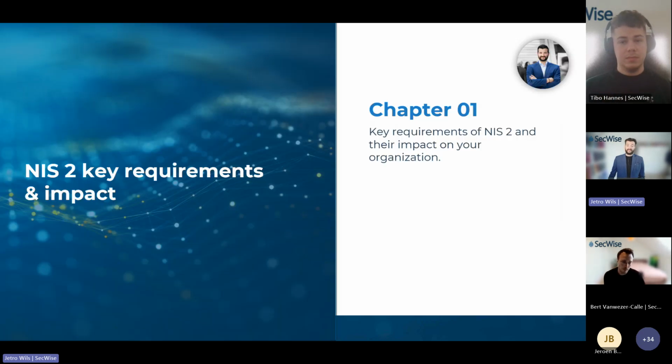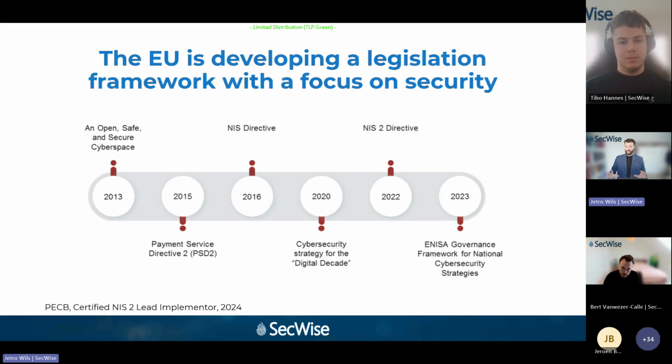With that said, let's start into chapter 1, the NIS2 key requirements and impact. So just for some context, everybody's talking about NIS2. You see it all over the place. You see it on LinkedIn all over the place. So what is it and why is it important? Well, before we answer that question, it's good to take one step back and take a look at what Europe is doing. So NIS2 is not an isolated thing. It is part of a program of how to improve the cybersecurity or cyber resilience in Europe.